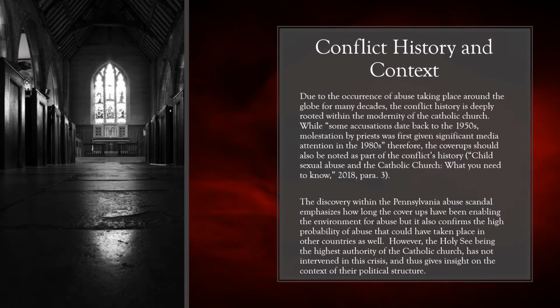The first component of the conflict mapping tool is the conflict history and context. Due to the occurrence of abuse taking place around the globe for many decades, the conflict history is deeply rooted within the modernity of the Catholic Church. While some accusations date back to the 1950s, molestation by priests was first given significant media attention in the 1980s. Therefore, the cover-up should also be noted as part of the conflict's history.